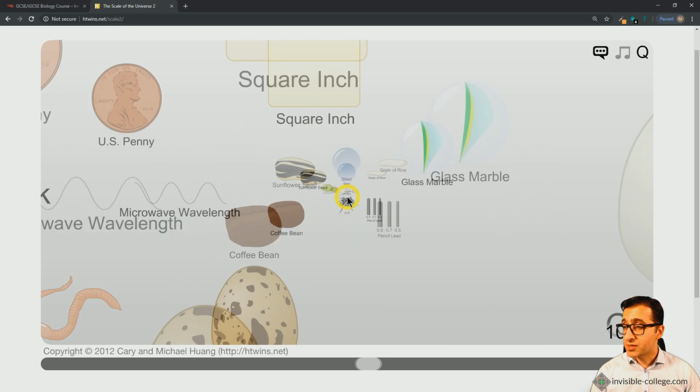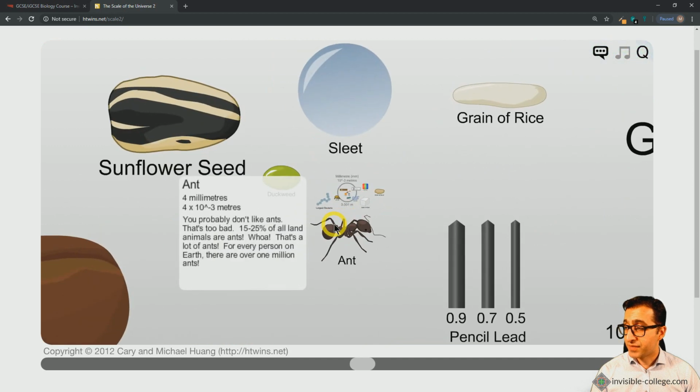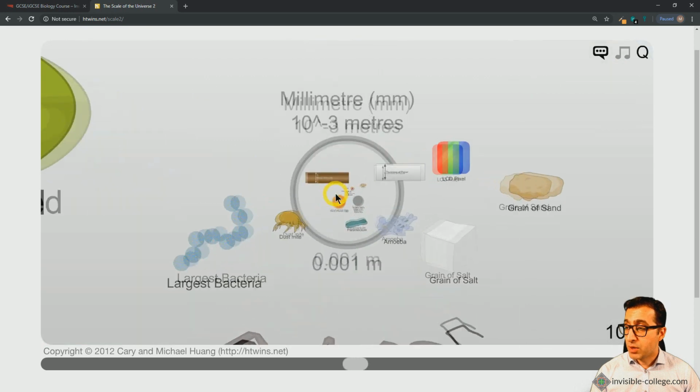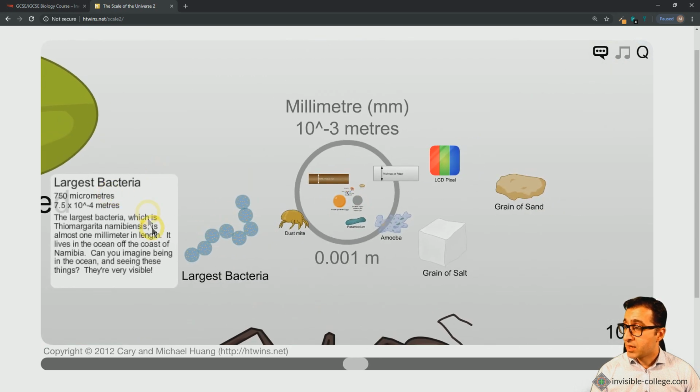Now we can go smaller than this, and we're down to the size of the average ant, and now we're down to millimeters. Now the prefix milli means 1,000th, so 10 to the power minus 3 of a meter is a millimeter. If we go smaller still, the largest bacterium is approximately 750 micrometers, so this is millionths of a meter. Now because we're dealing with 750 micrometers, we're at a scale of 10 to the power minus 4 meters, but a micrometer is 1 times 10 to the power minus 6 of a meter. It's a millionth of a meter.